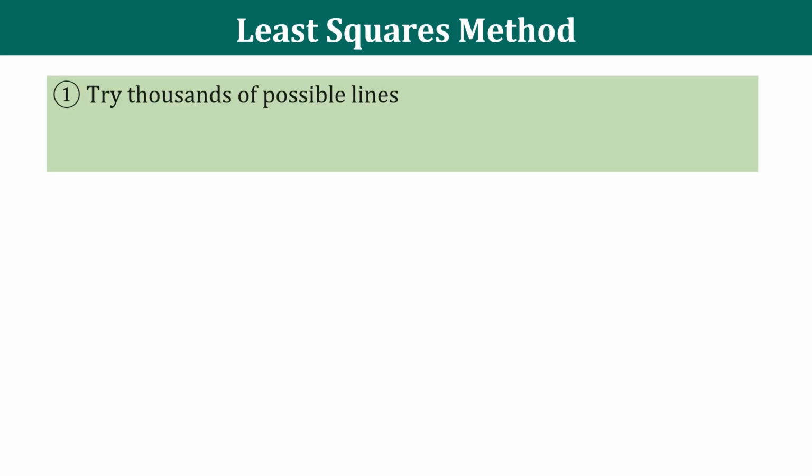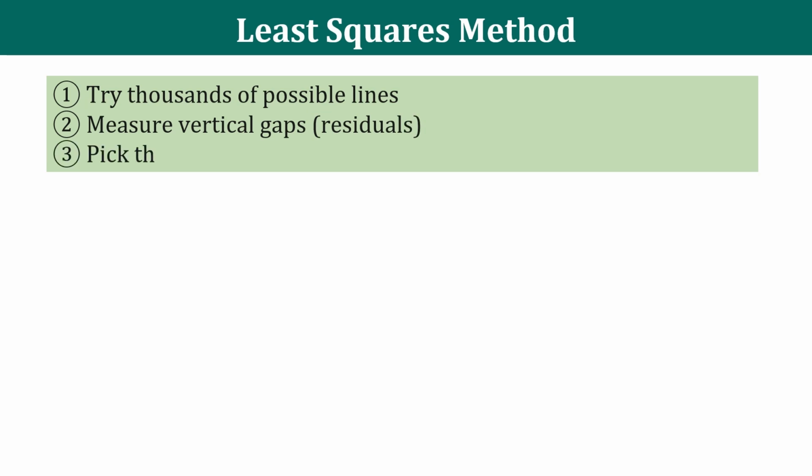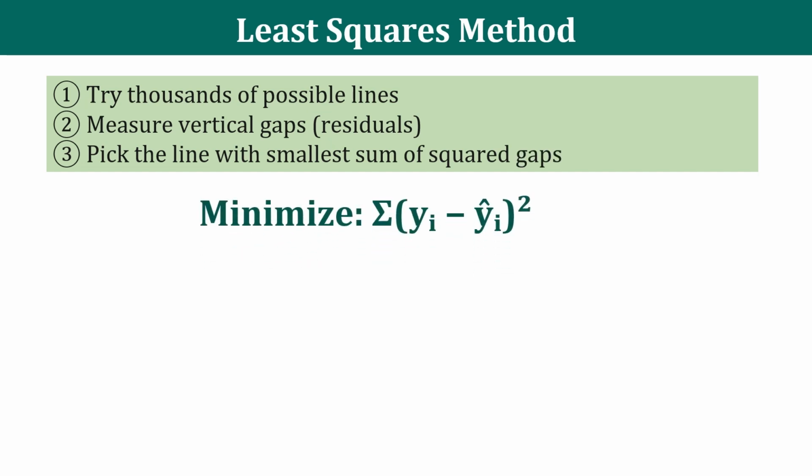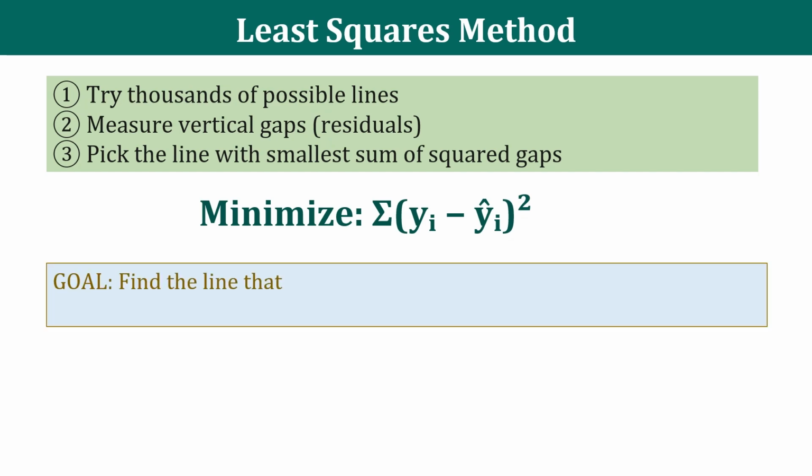It's called the least squares method. First, imagine trying thousands of possible lines. Then, measure the vertical gaps. We call these residuals. And finally, pick the one line with the smallest sum of squared gaps. In one sentence, find the line that minimizes the total squared distance from every point. That's the goal. Here's the formula behind everything we've calculated so far.